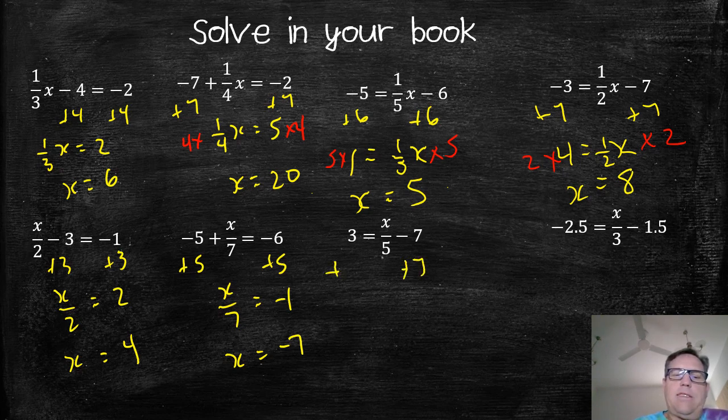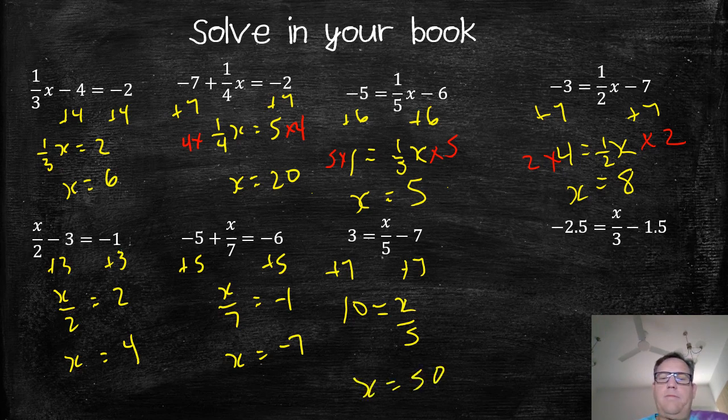The next problem, we're going to add 7 to both sides. So I will have 10 equals x over 5, and if I multiply by 5, x equals 50. For the last problem, I'm going to add 1.5 to both sides. So I'm only going to have 1 equals x over 3, multiplied by 3, x will equal 3. And that takes care of those problems.